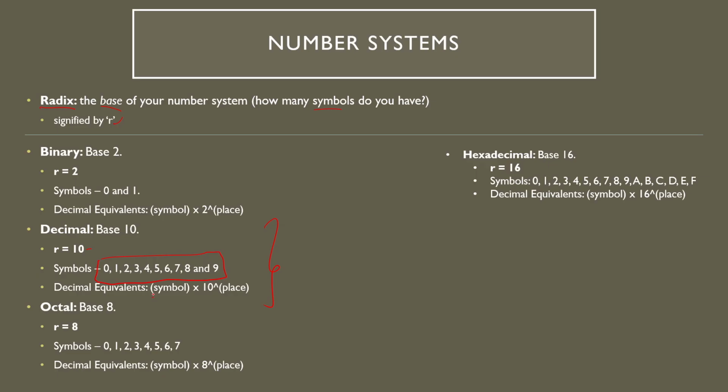the decimal equivalence, which is the stuff you type into a calculator to get the decimal version of a number, is symbol times 10 to the power place. And you add these up and you get the decimal equivalence of the number.